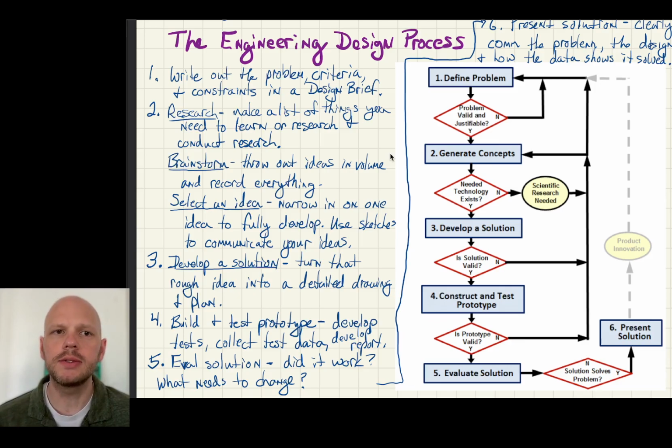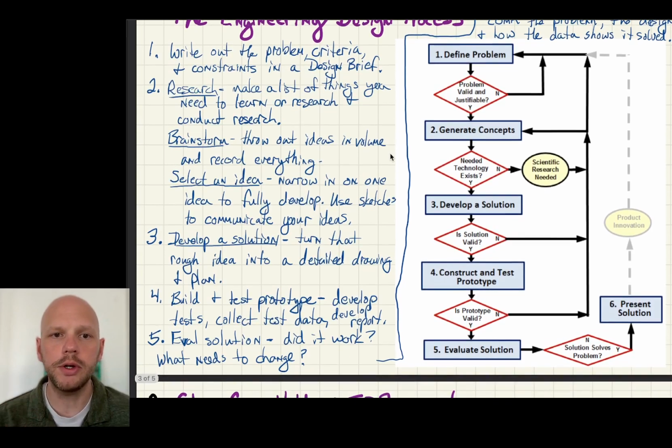So the process is, one, we're going to write out the problem criteria and constraints, and we're going to do that in a design brief. This can be varying levels of official design brief, or you can just go through the process and just clearly describe the problem and list out the criteria. Then we're going to research. We're going to make a list of things that you need to learn.